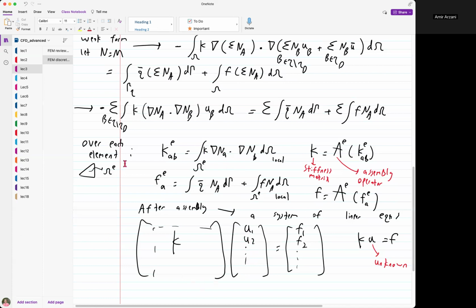There is a lot of detail on how you do this assembly and how you actually form these matrices. But again, we're not going to talk about those in this class because FEniCS takes care of the assembly of these matrices for you. If you're interested to learn more about the detailed process behind these operations, I refer you to an introductory finite element textbook like the book by Reddy.